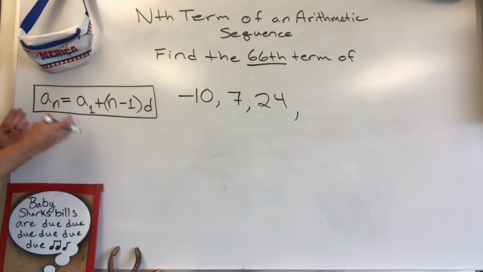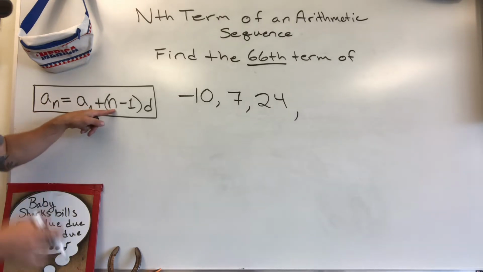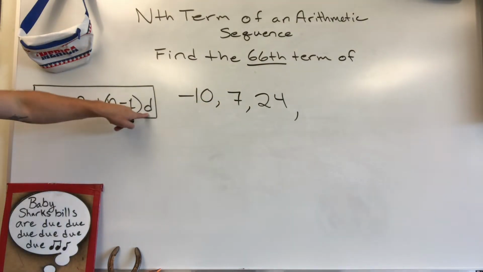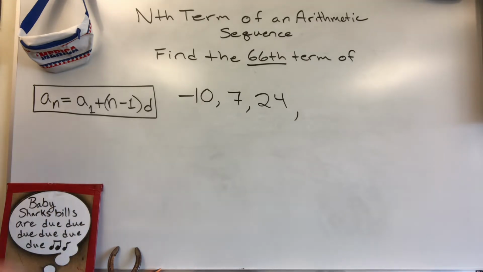If you're a note taker, I highly recommend you write this formula down right now. AN equals A1, which is going to represent our first term, plus N. N is going to represent the term we're trying to get to. We'll take one away and we'll multiply it by D, which is representing our common difference. Let me break that down one more time.